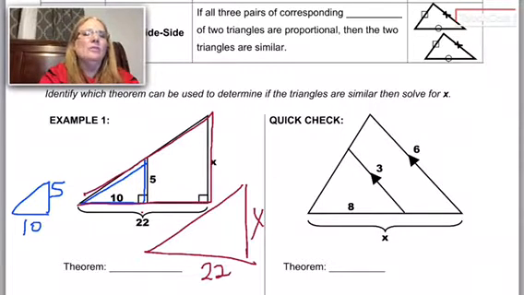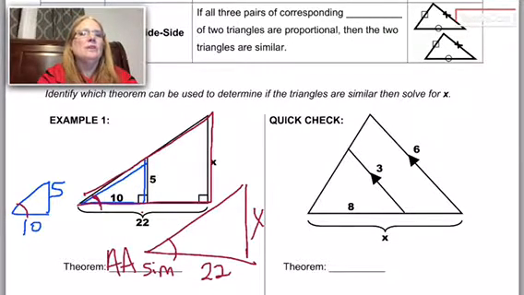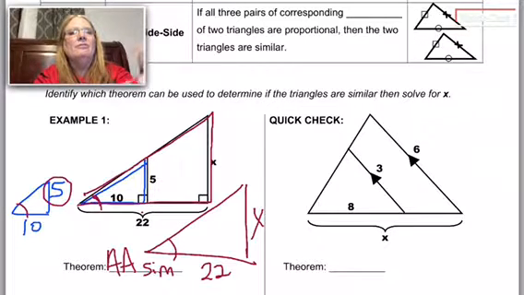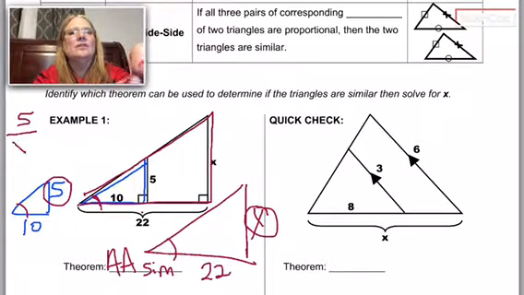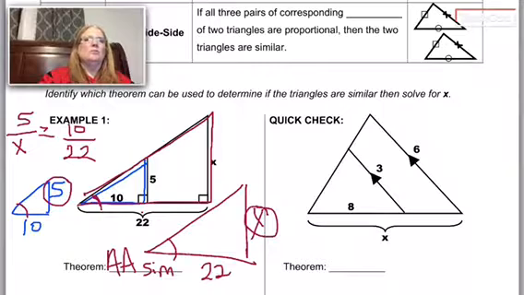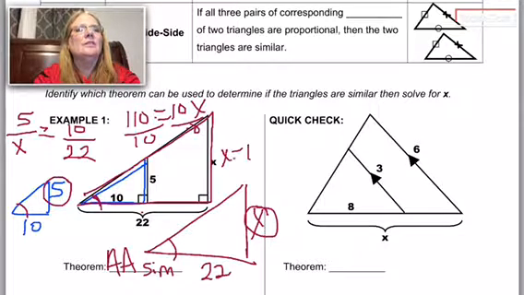So we have angle-angle similarity because we have the right angle, and then this angle is the same in both triangles. And then we can solve for x. We can set up a proportion and take the 5 from the smaller triangle and put it over the corresponding side, which is x, and set that equal to, go back to the original triangle, 10 over 22. And then we simply cross multiply. So this would be 110 is equal to 10x. And if we divide by 10, we get x is equal to 11.